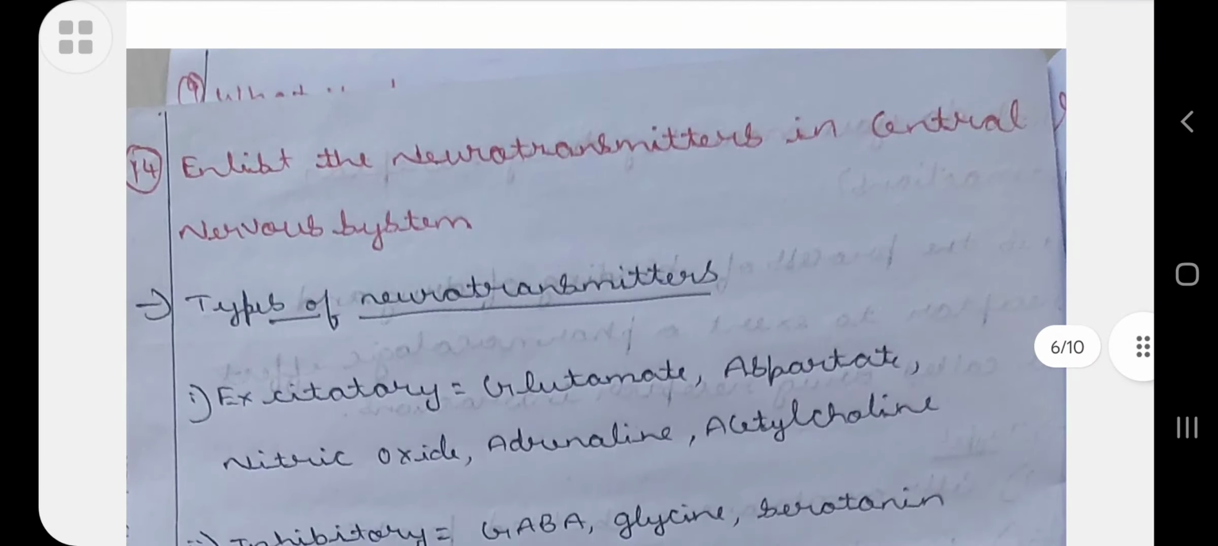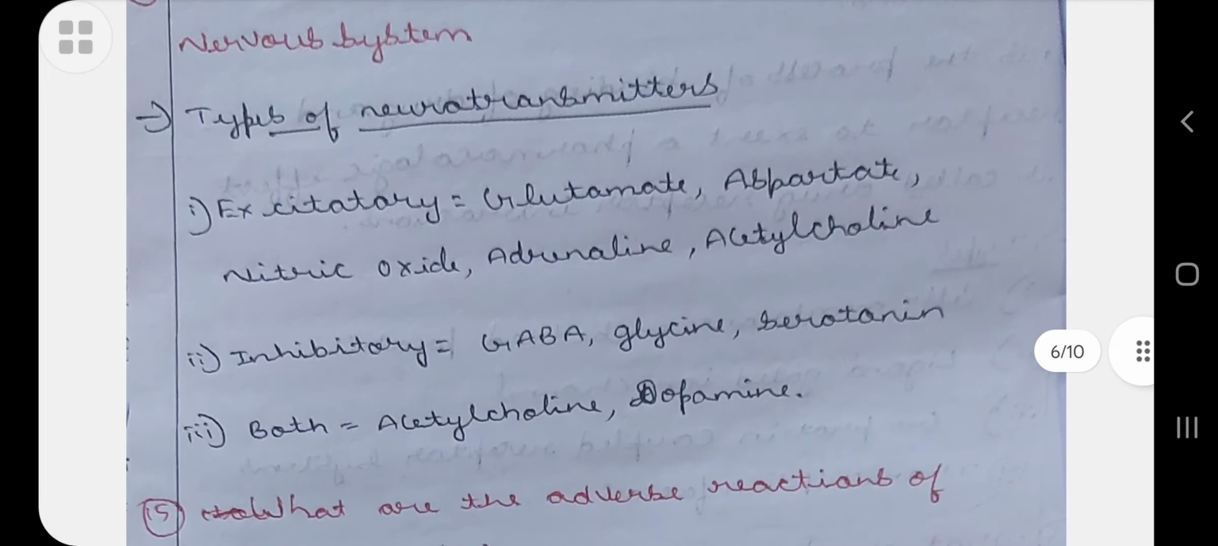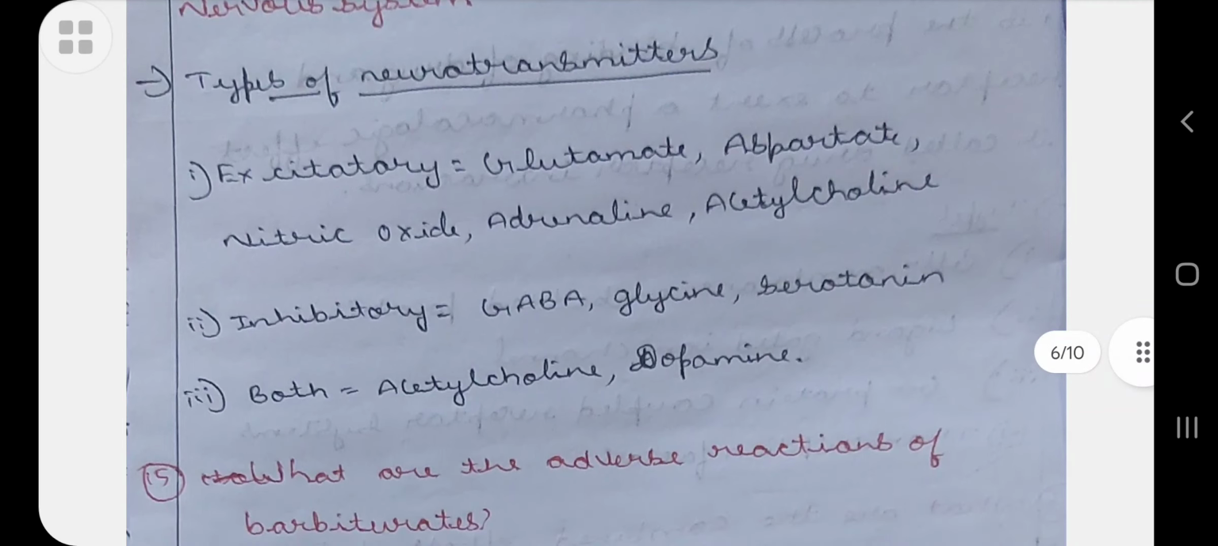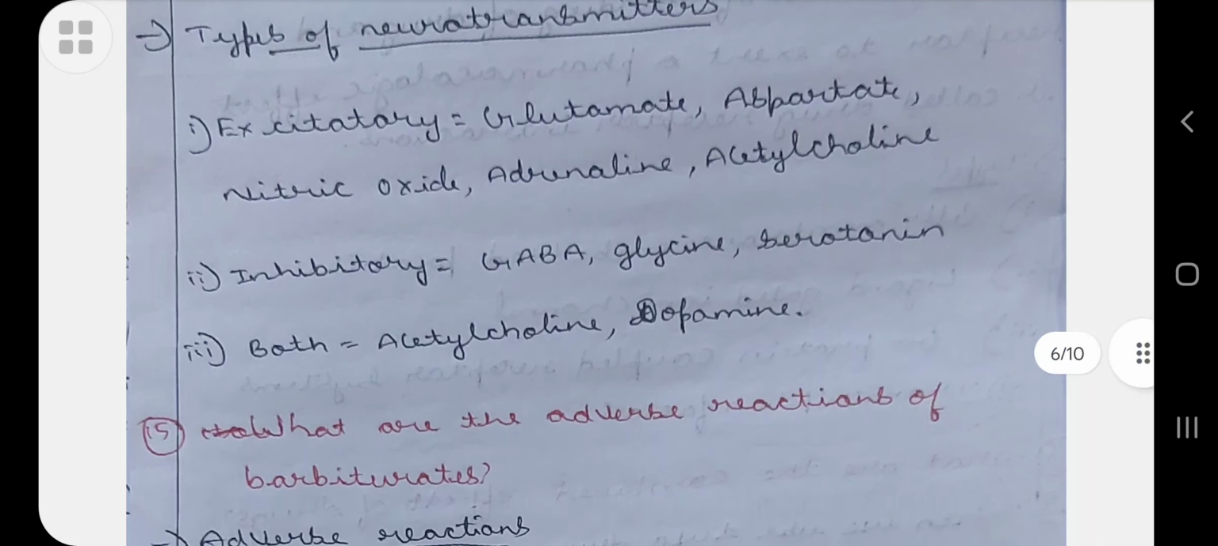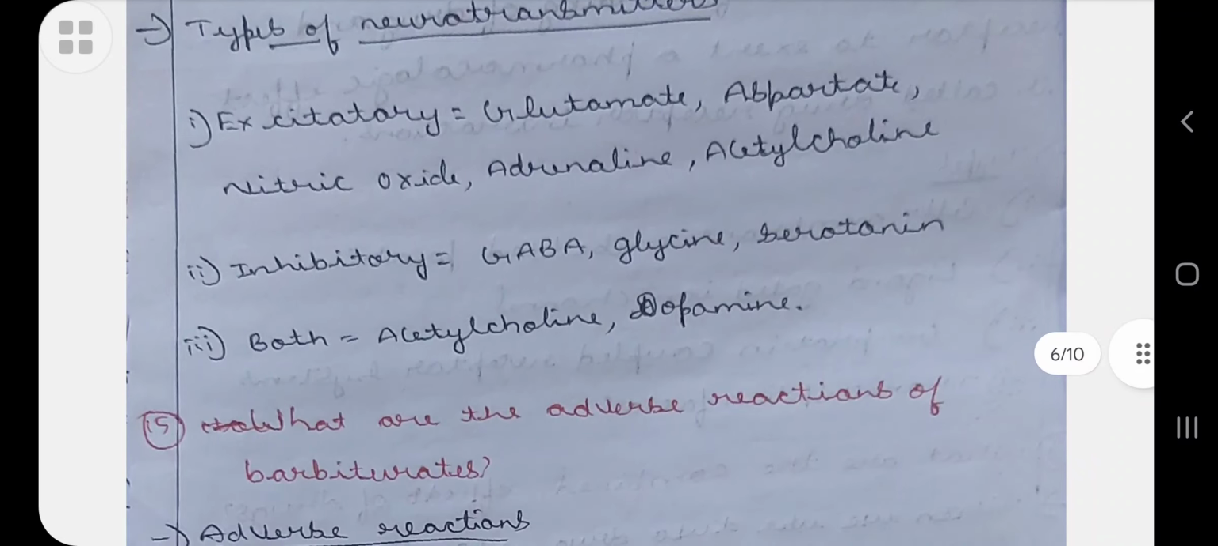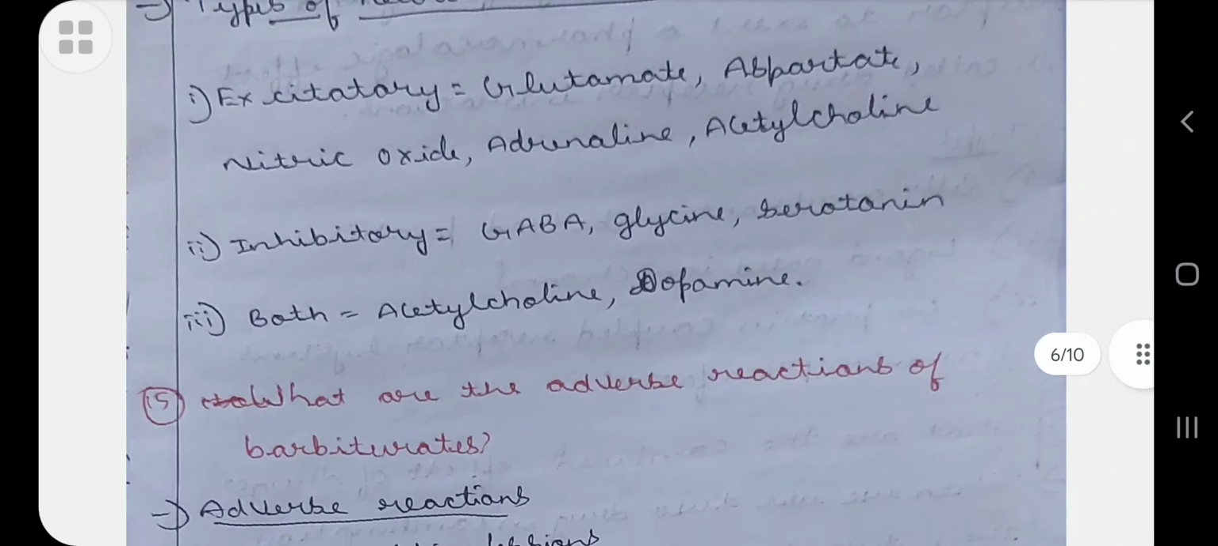Enlist the neurotransmitters in the central nervous system. Excitatory, the best examples are aspartate, adrenaline, acetylcholine. Inhibitory, GABA. Forty percent of the neurotransmitters in our brain are GABA. Glycine, serotonin, these are all inhibitory. Acetylcholine, dopamine, norepinephrine, these act as both excitatory and inhibitory.